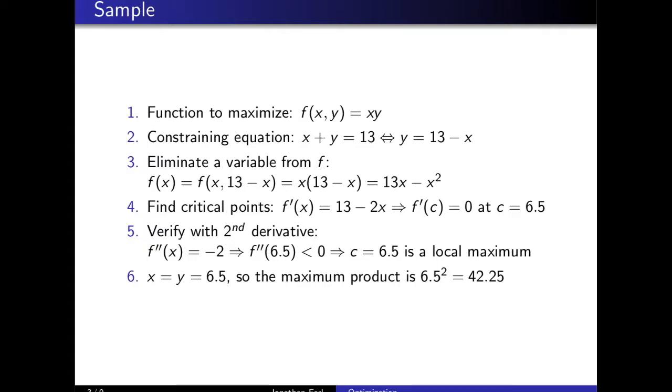So it tells us the maximum product for x times y, subject to x plus y equals 13, is going to occur when x and y are the same thing, namely 6.5. And there, the maximum product you're going to get is 42.25.